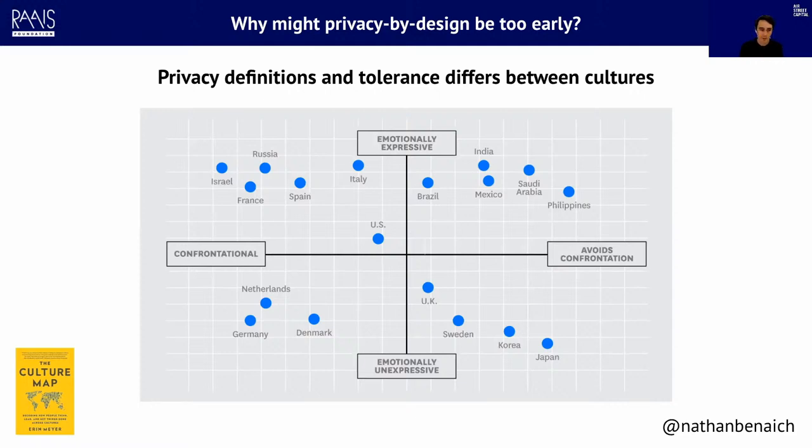To illustrate this point, I take a graph in this book called The Culture Map, which looks at how cultures of people from different nationalities in the workplace really differ. You can see that some nationalities, for example, are highly emotionally expressive and generally like to avoid confrontation, whereas other nationalities generally like confrontation but are emotionally unexpressive. So taking into account the culture and people's different definition and notion of privacy is an important factor when building products that millions or billions of people will use.